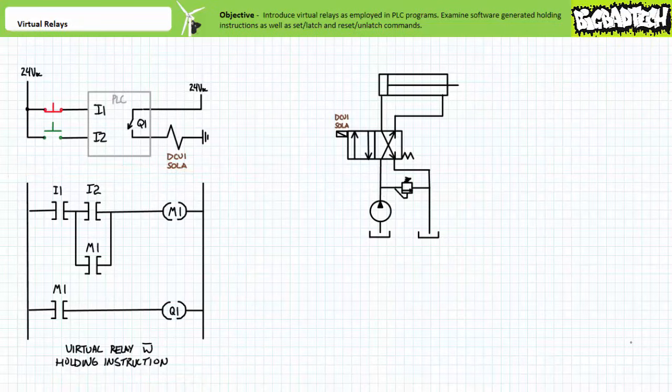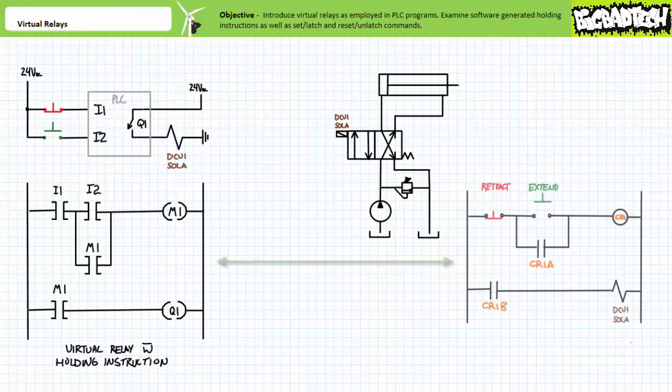Rung 1 is a series configuration of a make instruction examining I1, the normally closed red push button, and another make instruction examining I2, the normally open green push button, controlling the coil of virtual relay M1. Rung 2 is a make instruction examining M1 in parallel with a make instruction examining input 2 in Rung 1. Rung 3 is a make instruction also examining M1 in series with output Q1. One can see how the programmed instructions in a PLC almost directly mimic a through-wire holding circuit as implemented in traditional hardwire relay-based ladder logic using a relay.